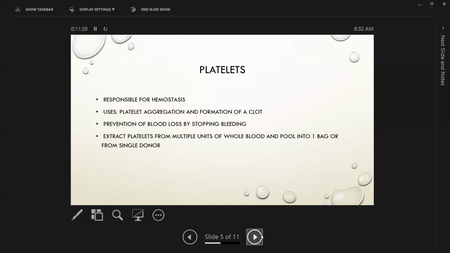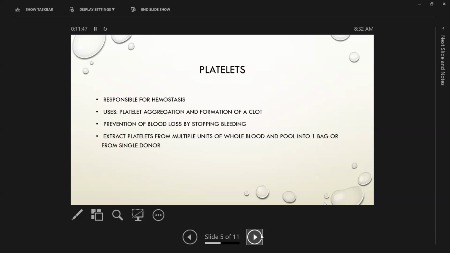We're going to see it used in the prevention of blood loss by stopping bleeding, and when we know that there are really low platelet counts. So to prevent blood loss by stopping bleeding, we've talked a little bit about red blood cells on the slide previously. If your client is actively bleeding and they have low platelets and they have low red blood cells, which one do we want to give first?